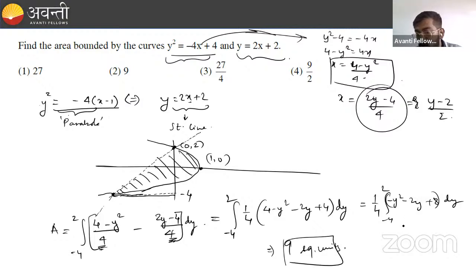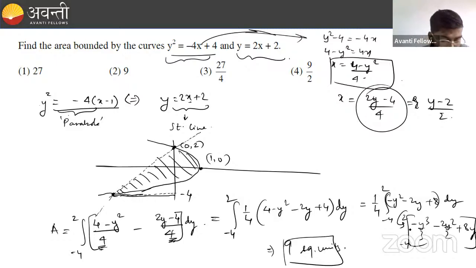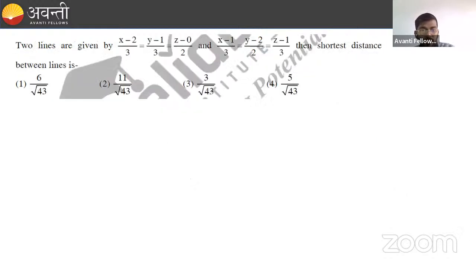If you want to know how to solve this, you simply integrate to get minus y cube by 3 minus 2y square by 2 plus 8y, and then you put in the values minus 4 and 2. So you will get the answer. The answer for this question was 9 square units. I hope you guys understood this. Let's move on to the next question.